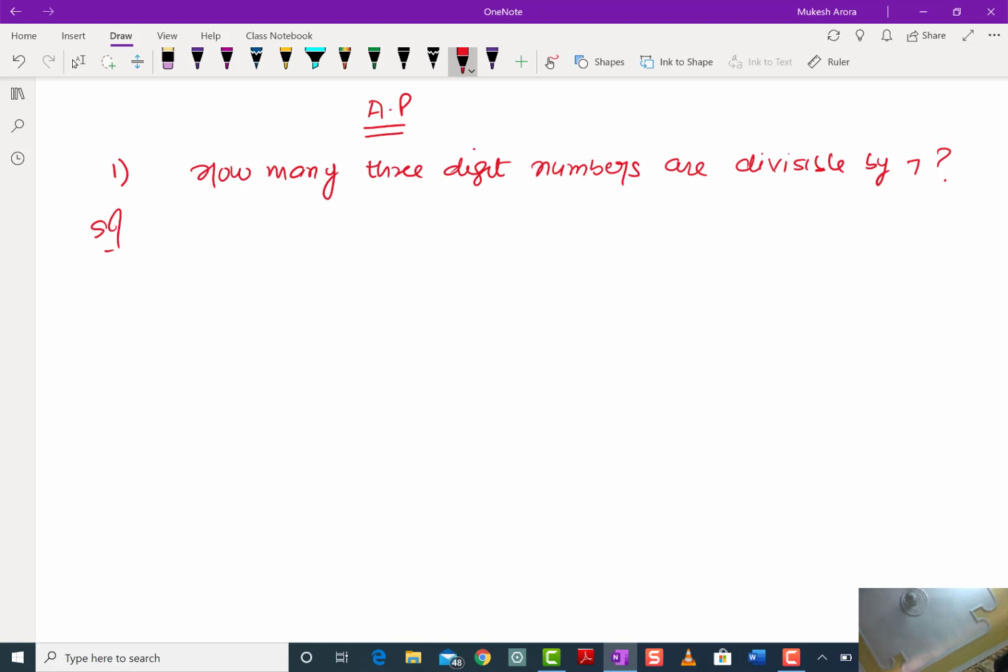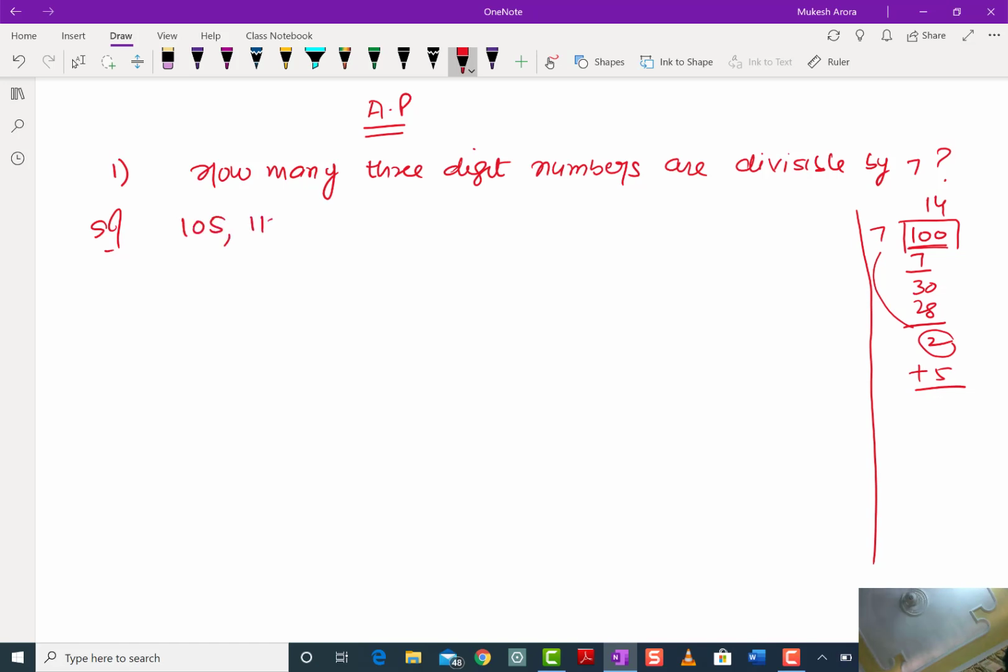The first three-digit number is 100. Is it divisible by 7? 7 ones are 7, 7 fours are 28, so that means we have to add something. What do we have to add? It should be 7, but it is 2, so we have to add 5. The first number is 105. Adding 7: 112, 119, etc.